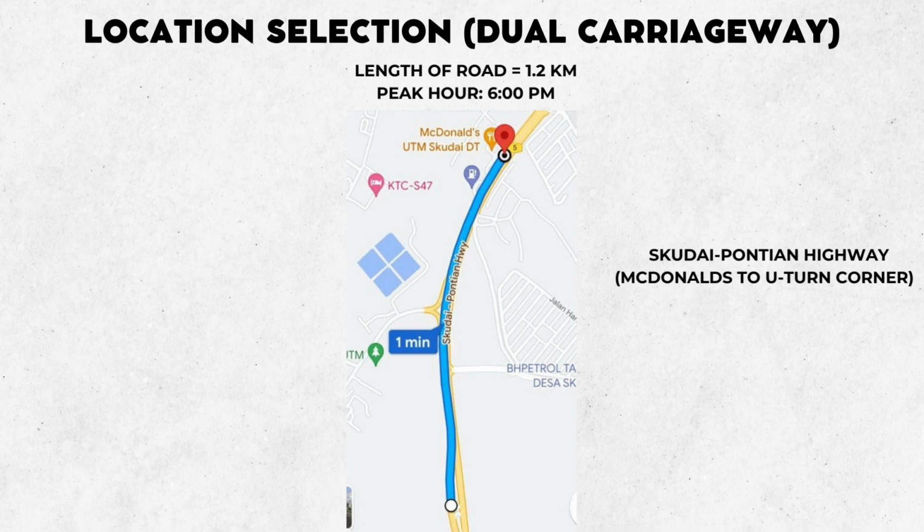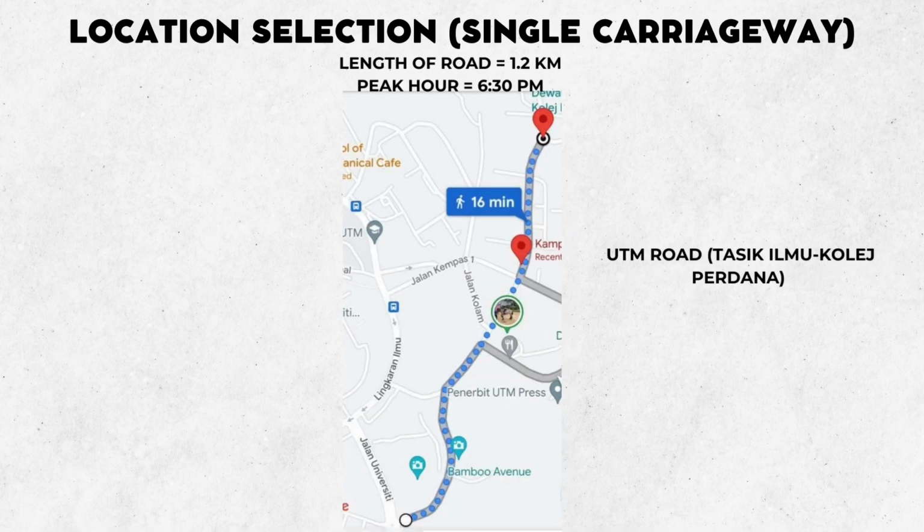For the location selection for the dual carriageway, we chose the Skudai Pontian Highway, from the McDonald's Skudai to the U-turn corner. The length of the road is about 1.2 kilometers, and it was at peak hour at 6 p.m. For the single carriageway, the location is UTM Road, from Tasik Ilmu until College Perdana. The length of the road is about 1.2 kilometers, and it was also at peak hour at 6:30 p.m.